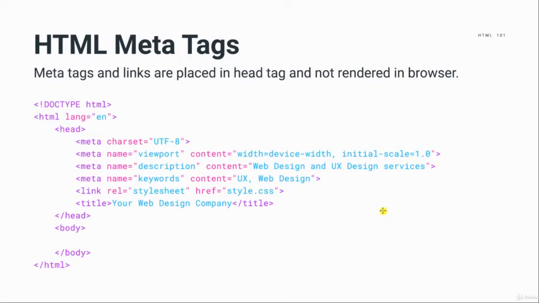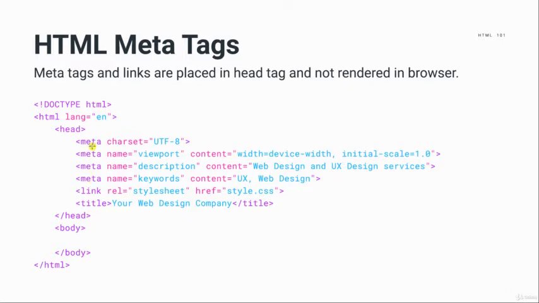So HTML meta tags are the tags that are placed inside the header, and we know that whatever is placed inside the header is not rendered by the browser. So what do we usually put inside the header? For example, we learned that we put the style sheet of our CSS inside the header. We put the title of the web page inside the header. We also put the meta tags inside the header.